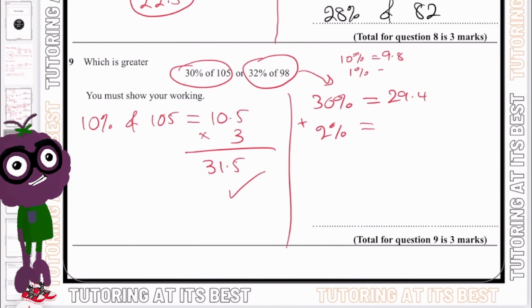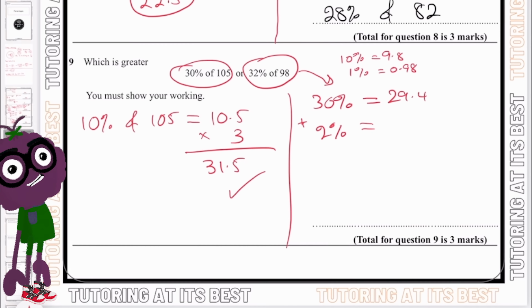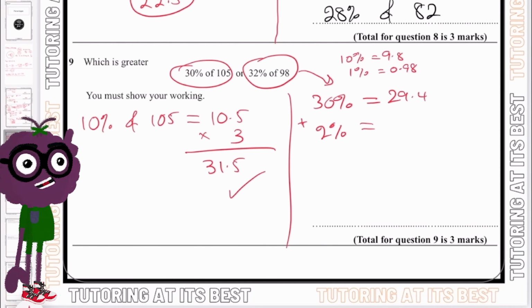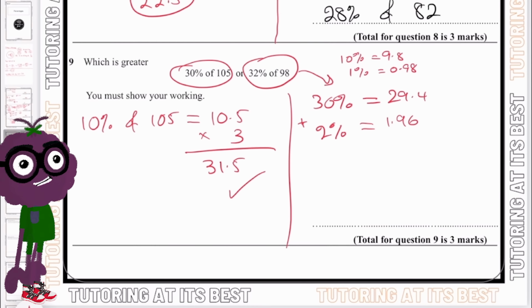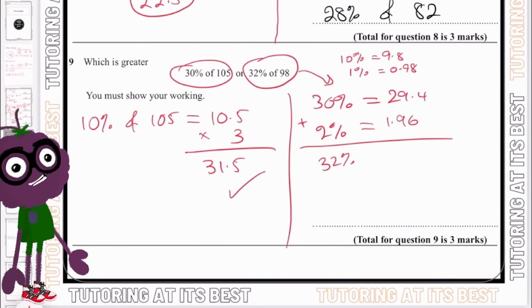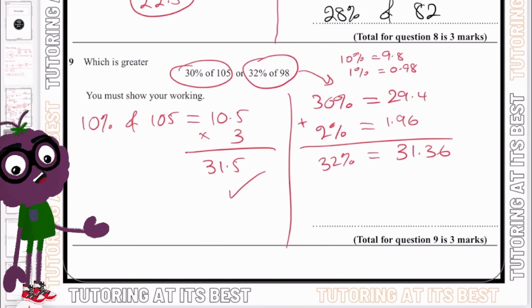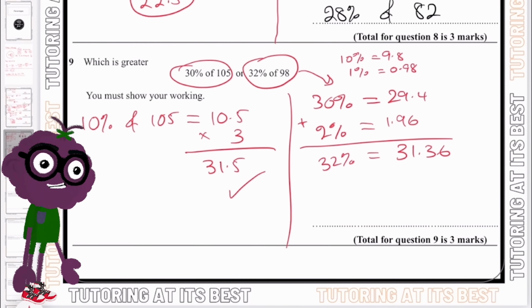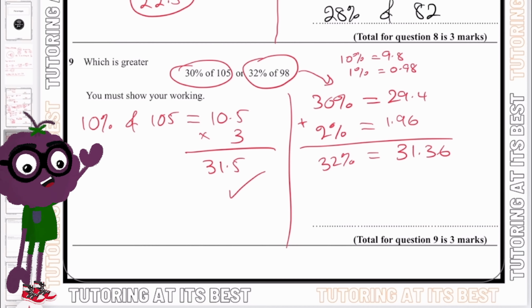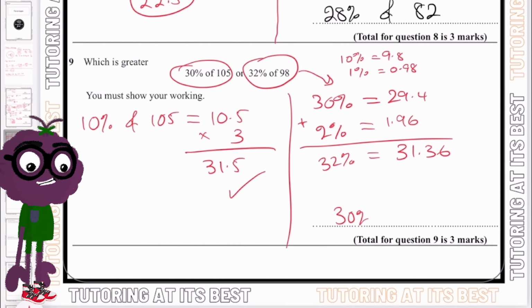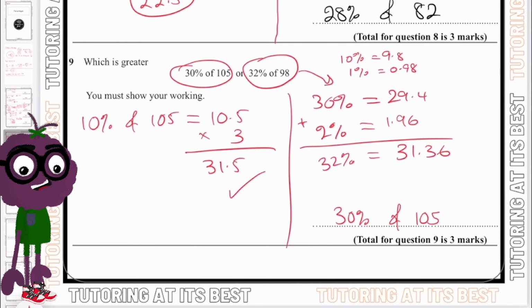And then we can work out 1%, which is 0.98, and we can times that by 2 as well, which is 1.96. And then we can simply add it together, and that will give us 31.36. So overall, if we're looking at which one is greater, you can see that is 30% of 105.